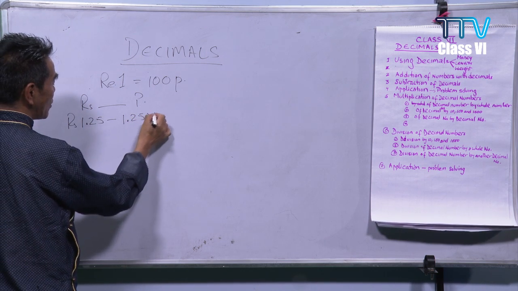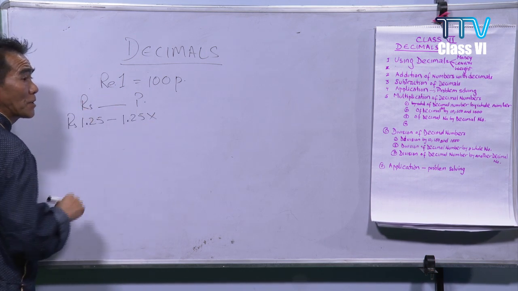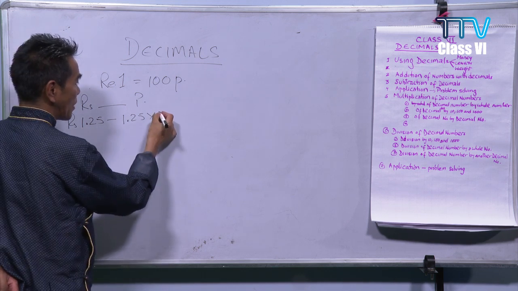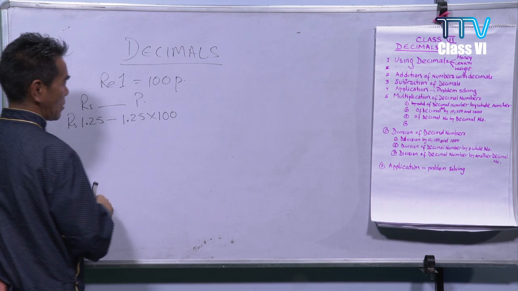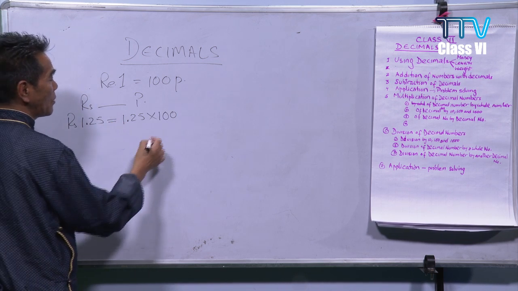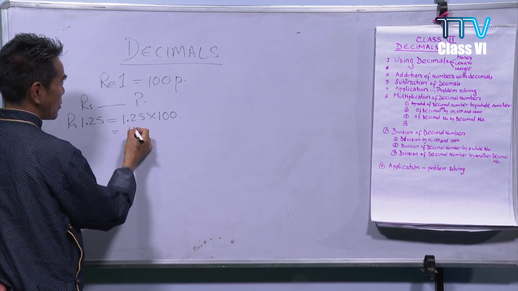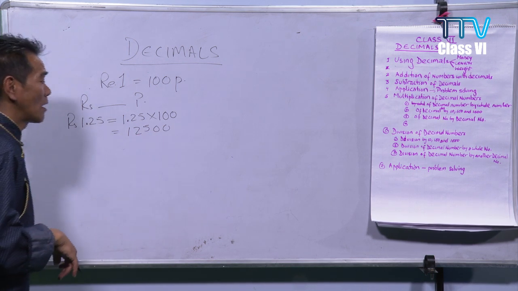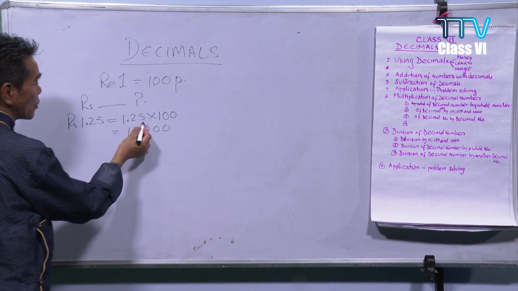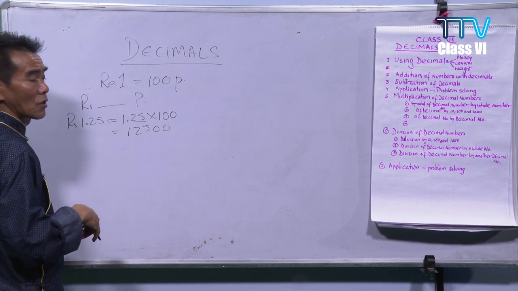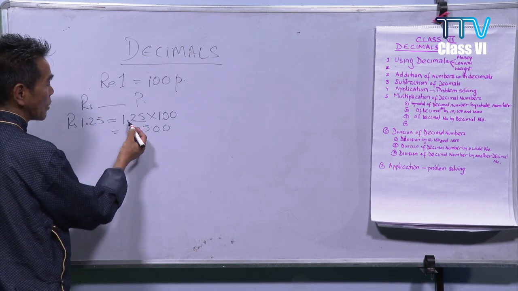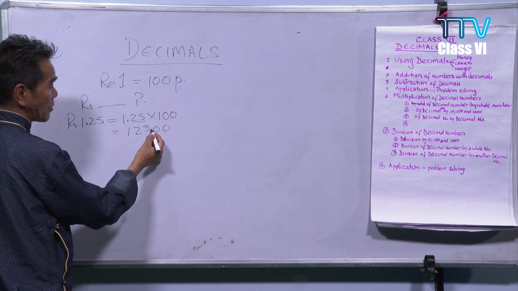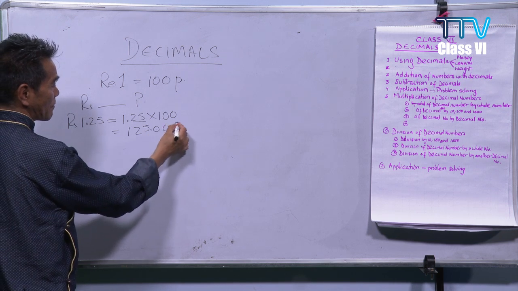1.25 multiplied by 100, so that you multiply by 100. Okay, multiply here, you get 1, 2, 5, 0, 0. The decimal point moves two places, and this is in paisa.